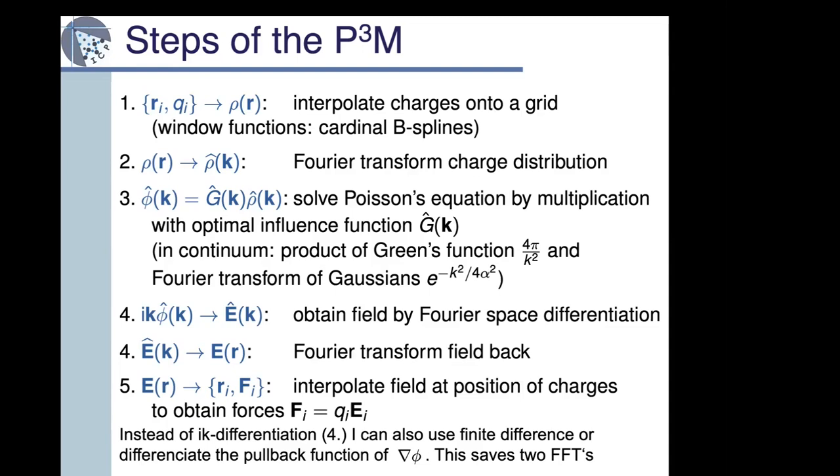And therefore I say P3M is the gold standard, because you can't beat it. I mean, you can get very close, and SPME gets very close to it, but you make it more complicated than it would have to be. Now, because you solve everything on the lattice, this is where the fast Fourier transforms live.